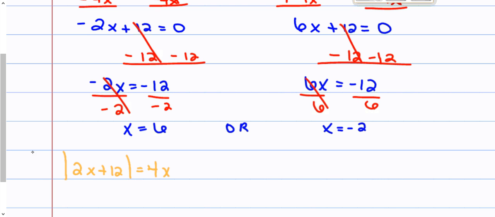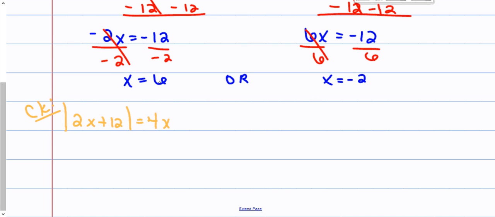So let's check the first one here. I'm just going to put a CK for check. When we check that, we're just plugging 6 in for every time that there's an x. So I have the absolute value of 2 times 6 plus 12 equals 4 times 6.